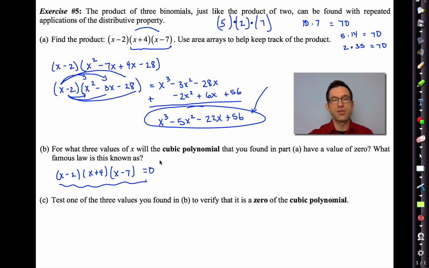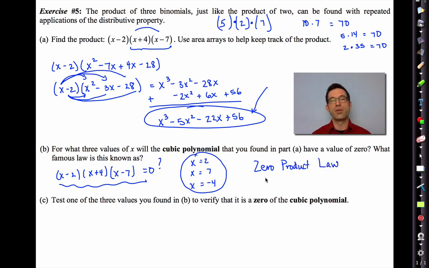Well, if I put x equals 2 in, it would, because it would make this thing equal to 0. If I put x equals 7 in, it would, because it would make this equal to 0. Maybe the trickiest one is if I put x equals negative 4 in, it would make that equal to 0. This thing is known as the zero product law. If any one of those 3 things is equal to 0, then the whole thing would be equal to 0. And the really remarkable thing is that if I take any one of those 3 numbers and I substitute it into this ugly polynomial here, it should give me 0.